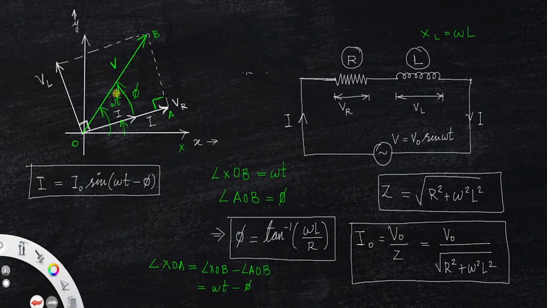Or you can write I is equal to I0 sine, omega t minus, instead of phi you can write in square brackets, tan inverse omega L by R. Clear? This is the expression for current in the series RL circuit.